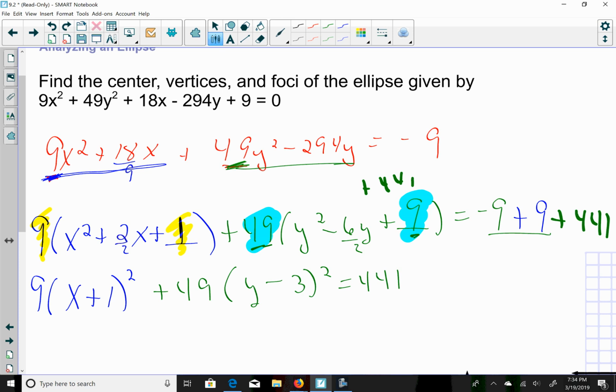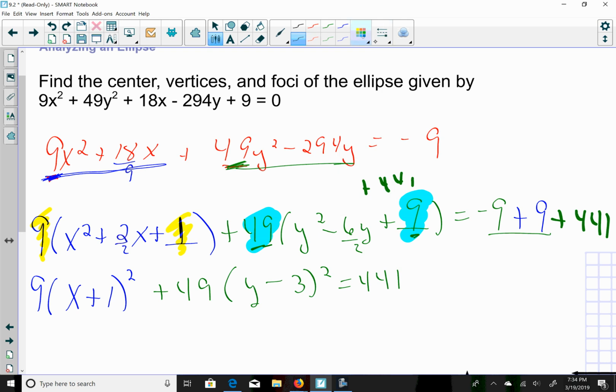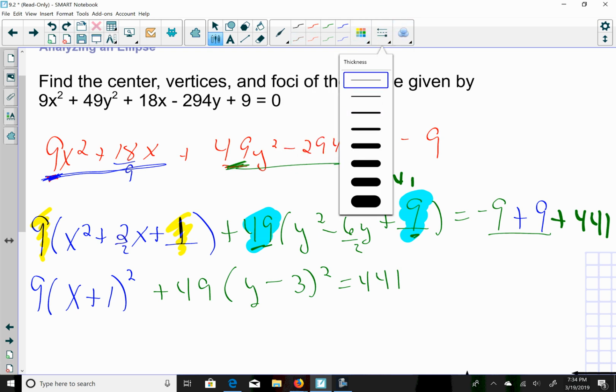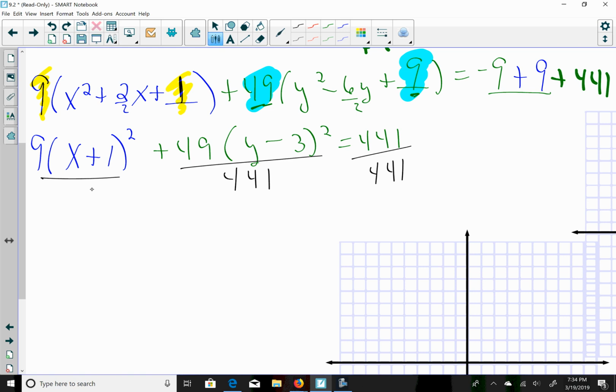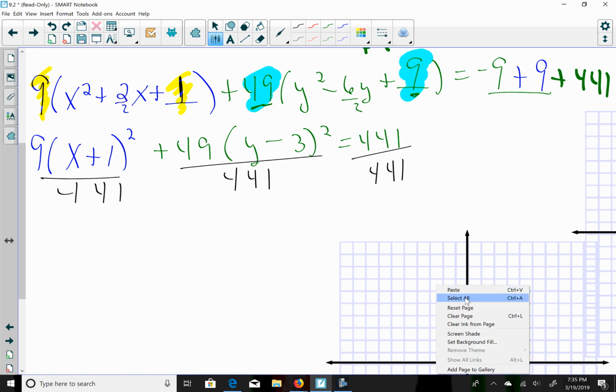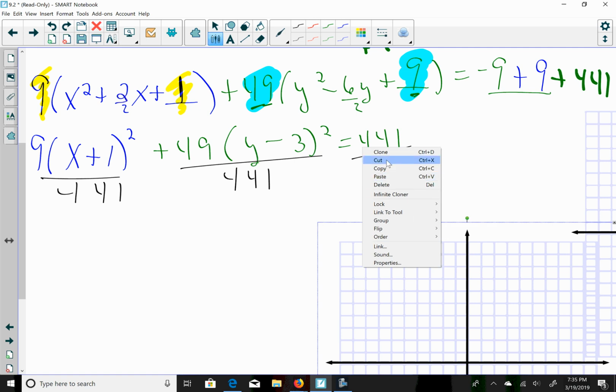It's an ellipse, so it has to be set equal to 1. So what I'm going to do is divide both sides by that 441. Well, actually, I'm dividing everything by 441. So I'm going to take the time to show them dividing everything by 441. When I do that, let's just get that out of the way.